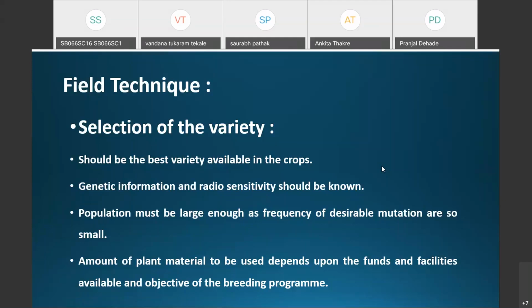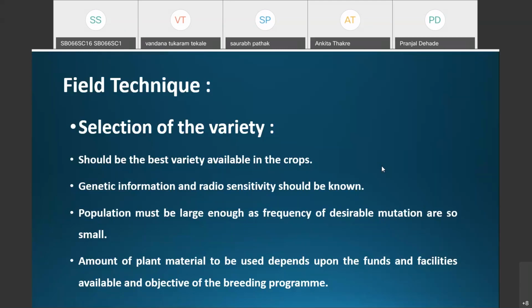The frequency of desirable mutations is so small that they are not likely to be noticed in a small number of the population. If very few plants are selected, then it is very difficult to notice the mutants with the desirable combination of characters, and that's why the population must be large enough.